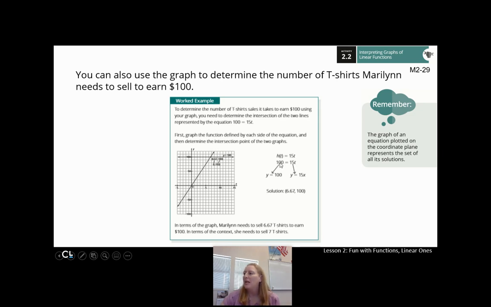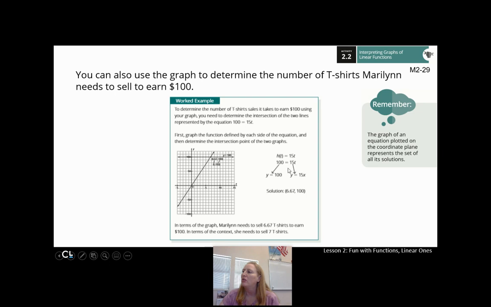But remember how we substituted in that 100 and we were like 100 equals 15t. It turns out that what you can do is graph each side of the equation and then look at where they intersect. So we substituted in that 100, right? To determine the number of t-shirt sales it takes to earn $100, you need to determine the intersection of our two lines represented by the equation 100 equals 15t.